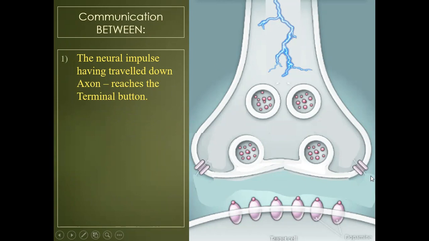Which is this portion right down here. These are the synaptic vesicles, which are holding the neurotransmitters. All right. So the neural impulse has traveled down the axon. It has reached the terminal button. Okay, step one. Down here, these are those receptor sites. So this is the next neuron here. Okay, so one, the signal has reached the terminal button.